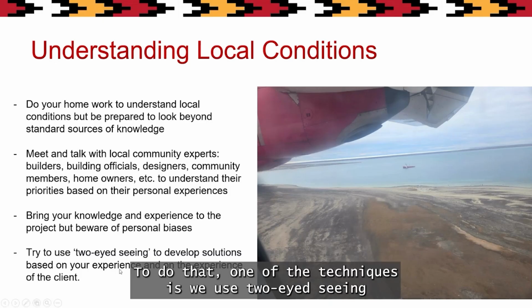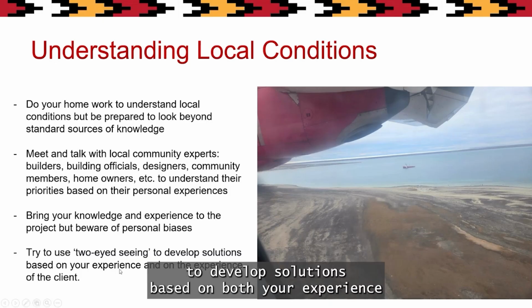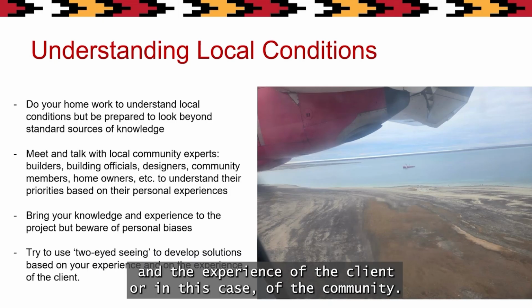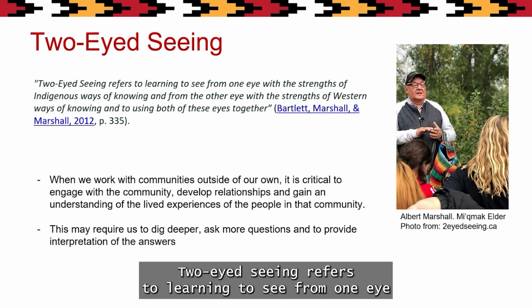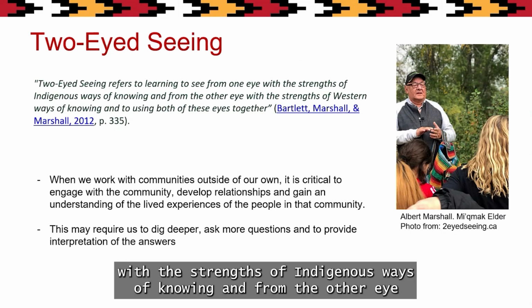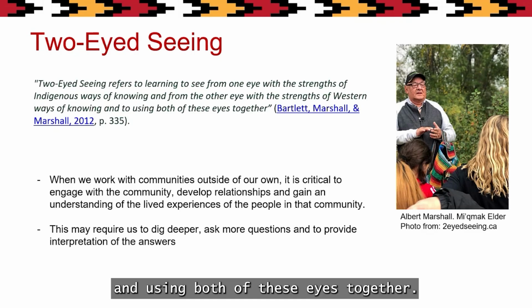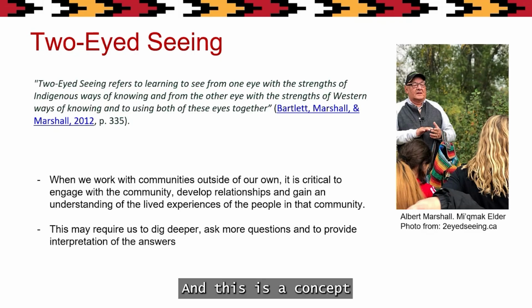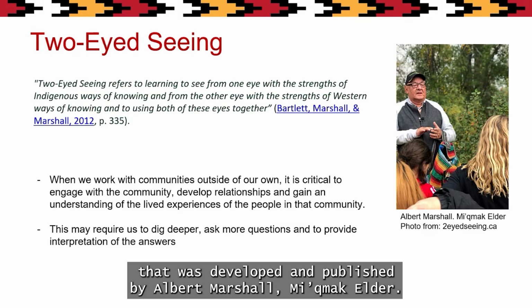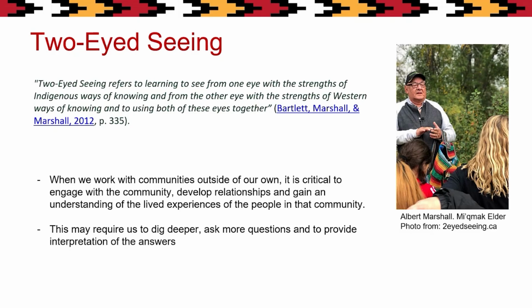To do that, one of the techniques is to use two-eyed seeing to develop solutions based on both your experience and the experience of the client, or in this case, of the community. Two-eyed seeing refers to learning to see from one eye with the strengths of Indigenous ways of knowing and from the other eye with the strengths of Western ways of knowing, and using both of these eyes together, bringing both of their information together. This is a concept that was developed and published by Albert Marshall, a Mi'kmaq Elder.